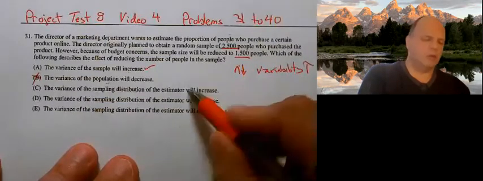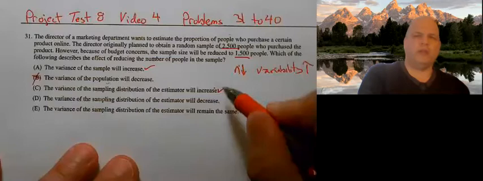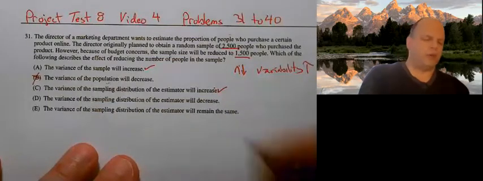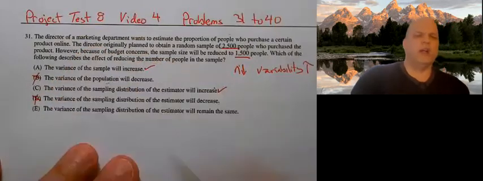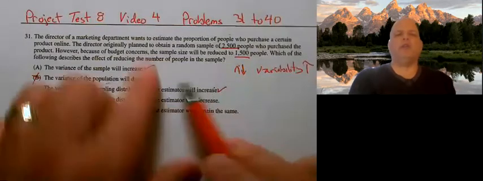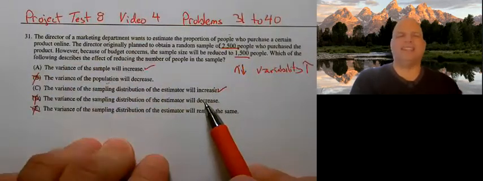Ooh, that's interesting. The variance of the sampling distribution will decrease. No, can't decrease. The variance of the sampling distribution will remain the same. No, there's going to be a change. So now we have a question. We have two of these that have increased. Which one is it?